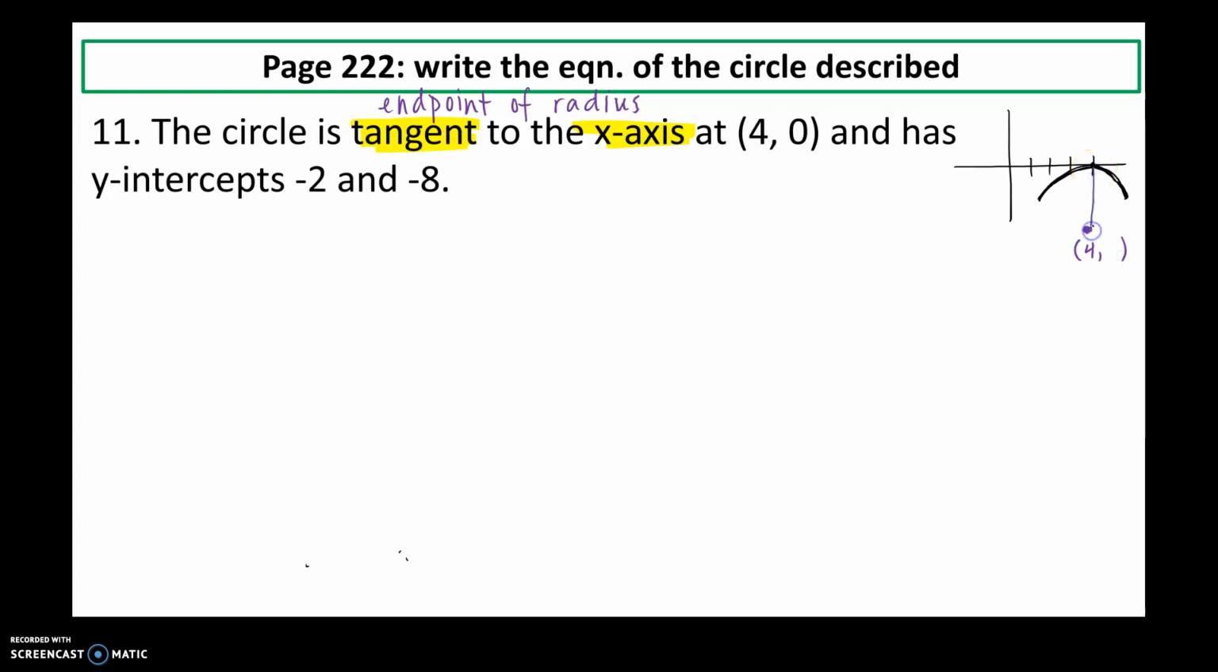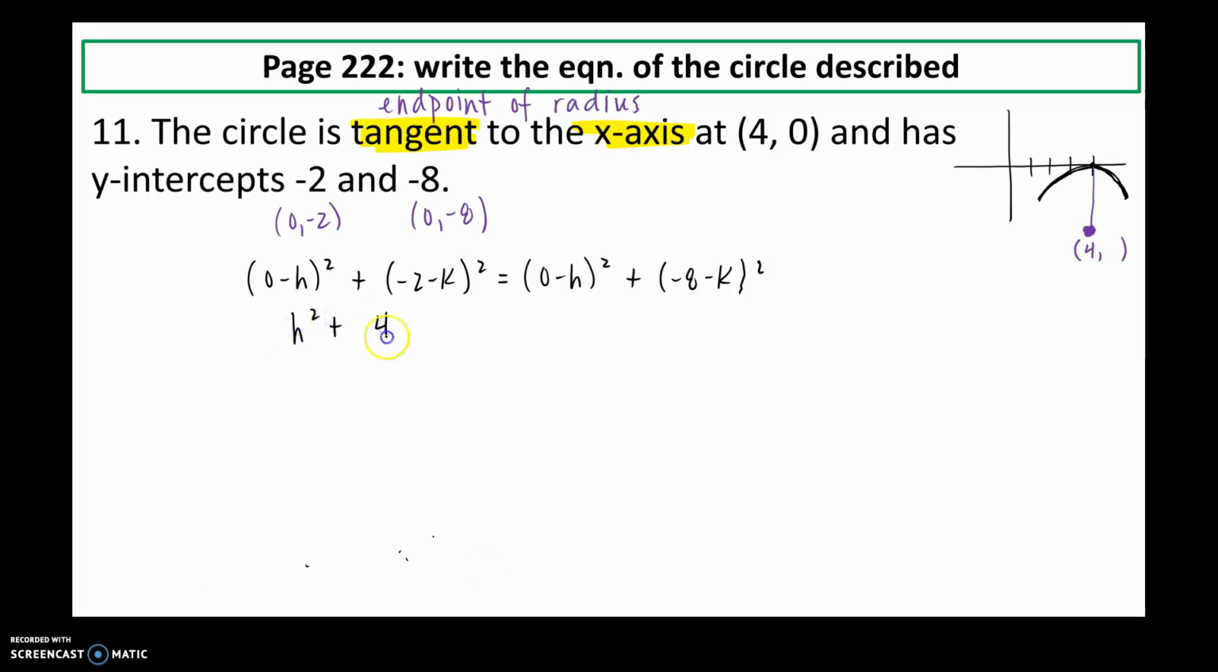Okay, because that's the only way that I could maintain that the point (4, 0) would be tangent to the circle. So if that's the endpoint of a radius, then again, using the technique from the last problem, I'm going to plug in my ordered pairs, (0, -2) and (0, -8). I know that these are 2 points on the circle, so each of those radii have to be equal. (x - h)² + (y - k)² = (x - h)² + (y - k)². All right, again, squaring the binomial: square the first, double the product, square the last.